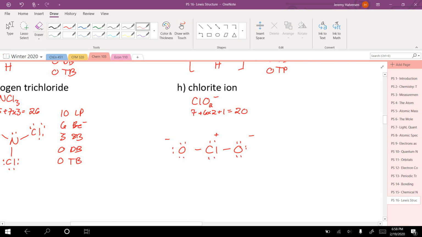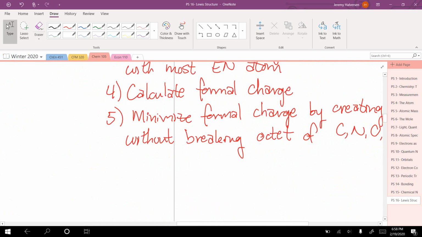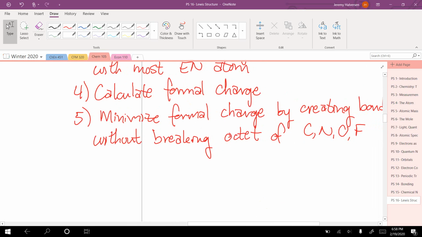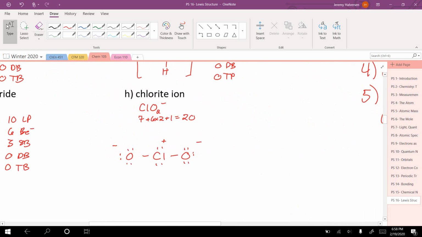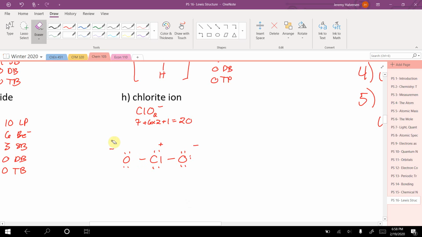Okay, so now the last step that we haven't had to do because our formal charge has been good so far is we want to minimize formal charge by creating bonds. So I have a negative thing bonded to a positive thing, so I can take electrons from the negative, make a double bond with the positive. Now this formal charge is 0, and this formal charge is 0. Okay, so then I would put this in brackets with a negative charge.